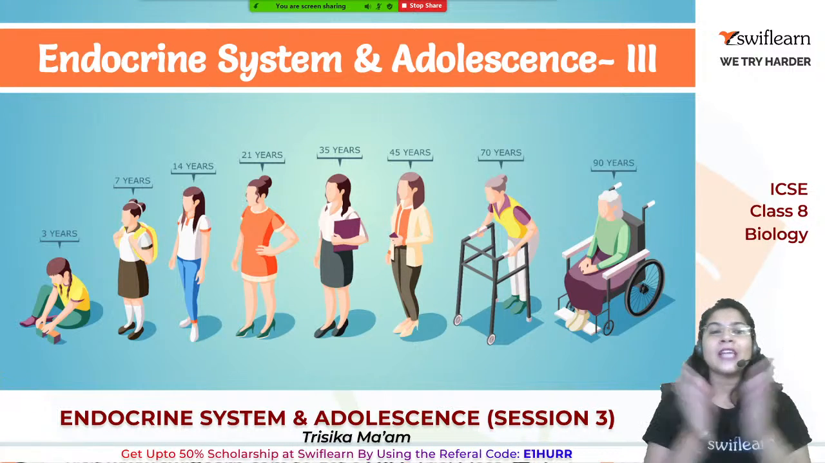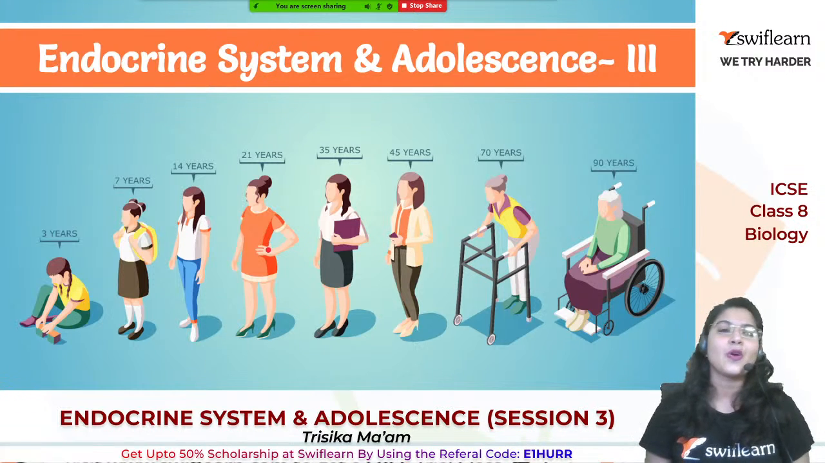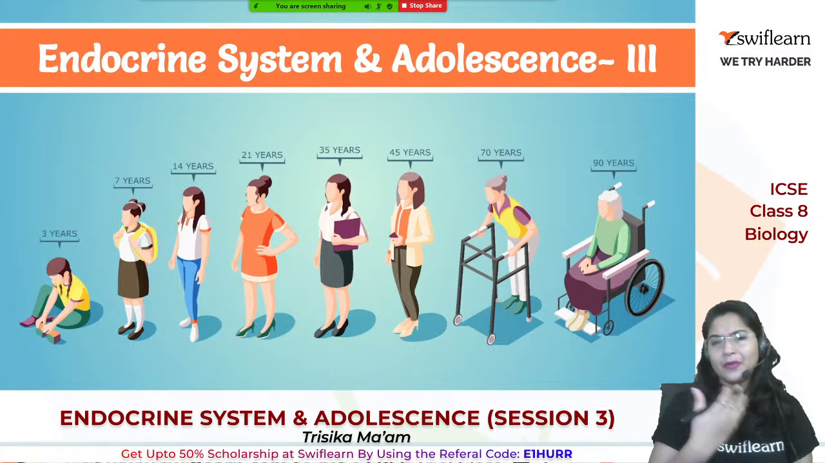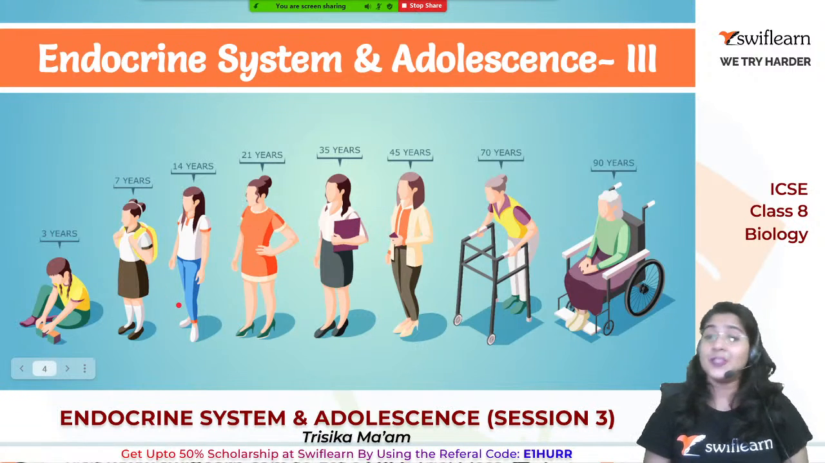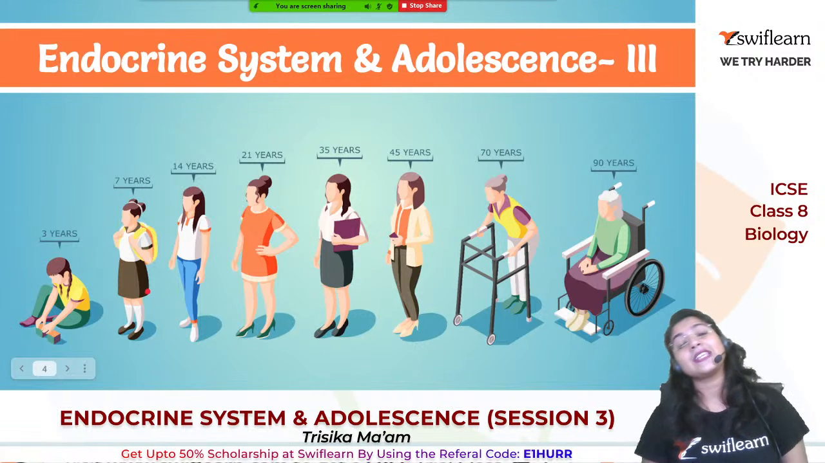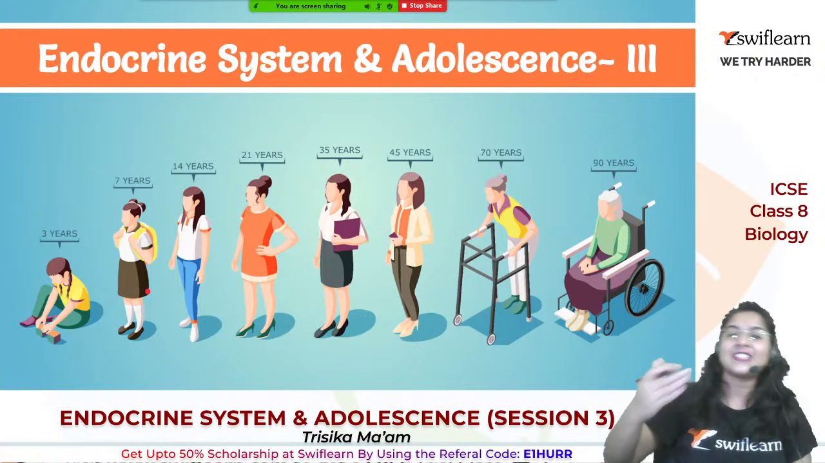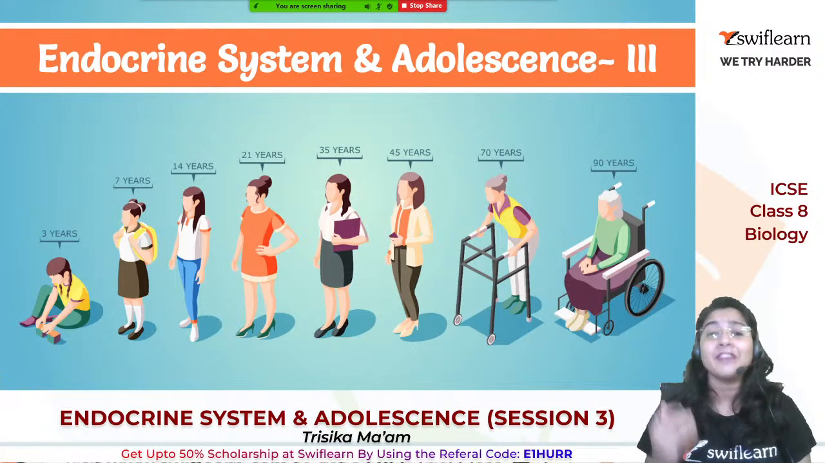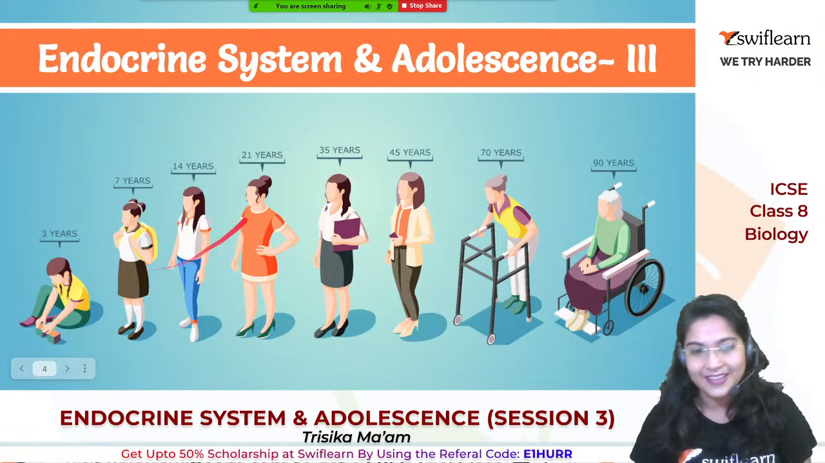Okay, so as you already know, you can see in the picture also that the growth and development of our body starts just after the birth of the individual, from 0 year till 2 years. We can see that infancy takes place, then childhood, then adolescence, then adulthood, and finally old age. So these are all the different phases of our life, right? We all go through all these phases in our whole lifespan, right?